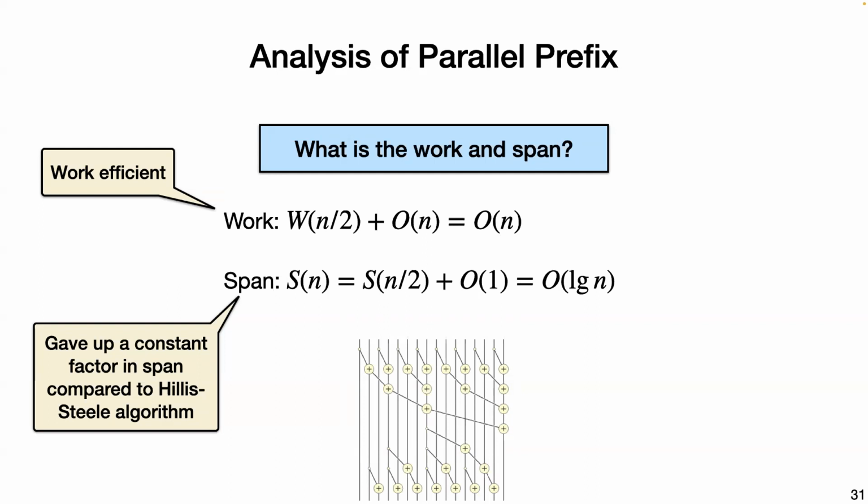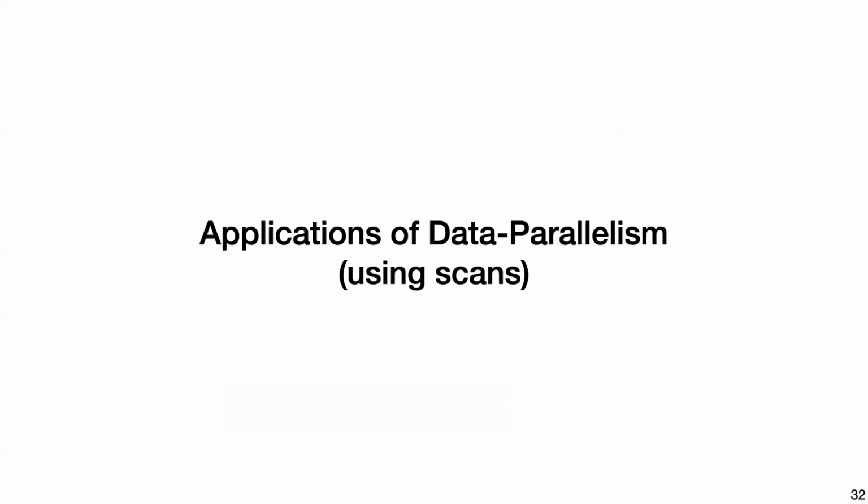And the work is also 2n. So it's a tiny bit more than the serial algorithm, but it is just a constant factor more. Yeah, and it turns out that you can pretty much do a huge class of algorithms just based on scan or scan-like ideas. So the rest of this is pretty much examples about how you would do that. Does that make sense?